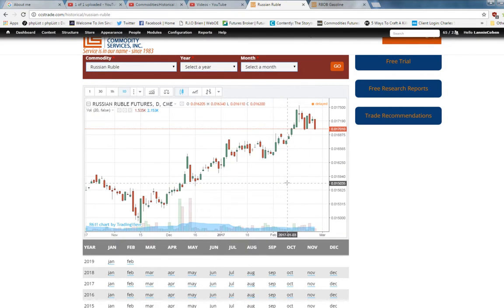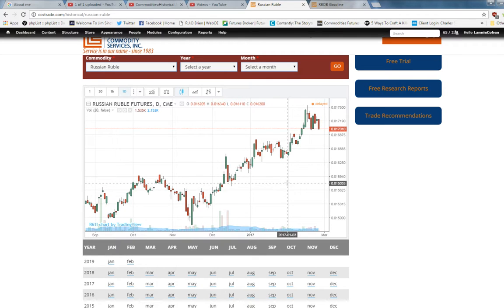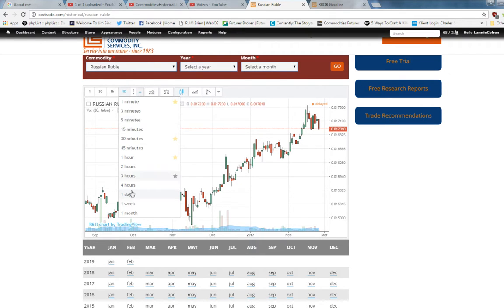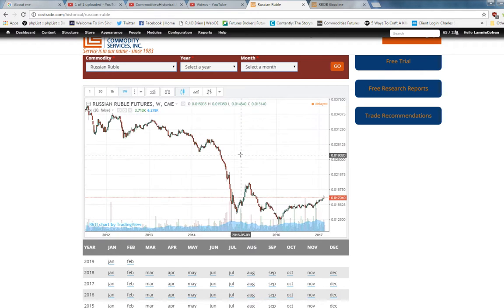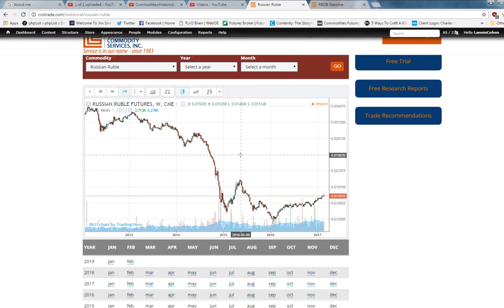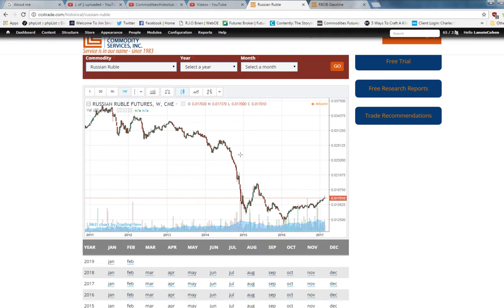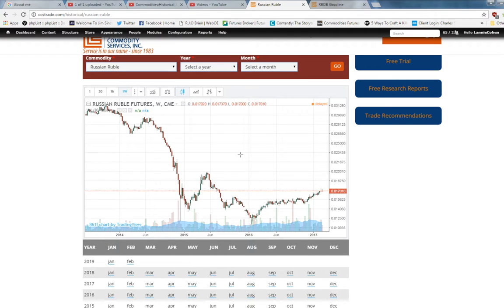This daily chart gives you a short-term perspective. You can see that the Russian ruble bottomed on election night and has gone up ever since. If you'd like to see a longer-term perspective, you can change it to a weekly chart. All of a sudden, you put it on an expanded weekly chart, it doesn't look so high. It looks like it's trying to go up.